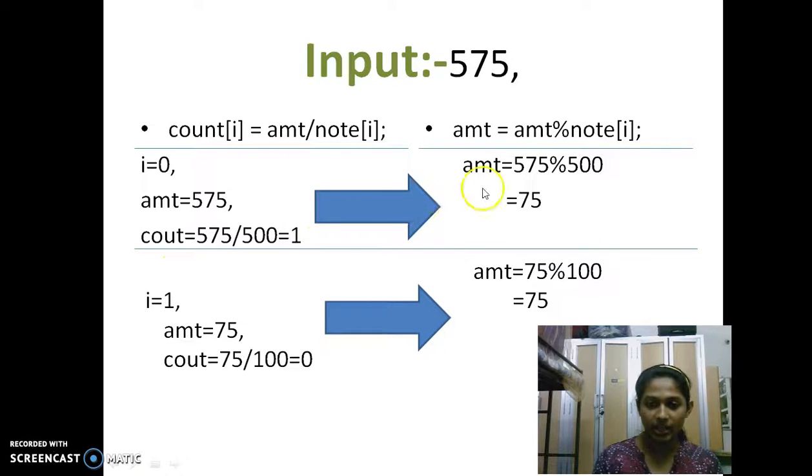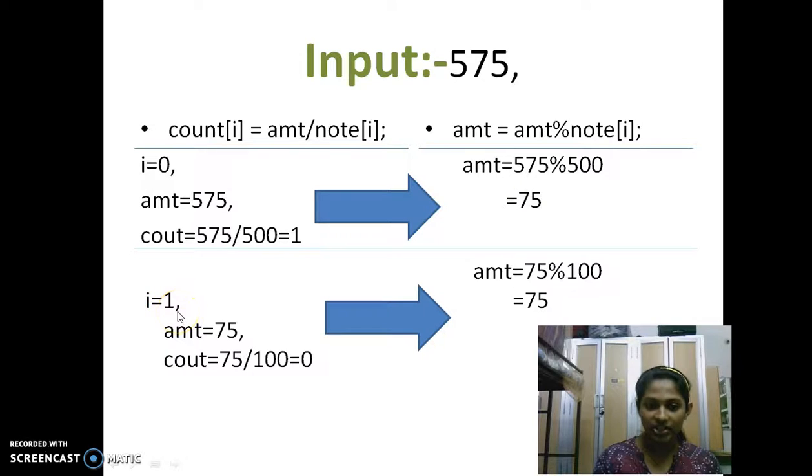Now for the next one, amount is equal to amount modulus note at i. What is the amount? 575. That when divided by 500 gives me the remainder 75, and this 1 is the quotient. So this 75 I'll be replacing with the original value that the user gave.